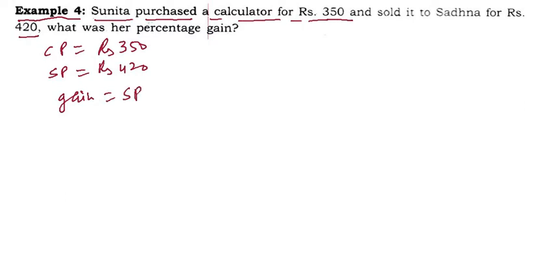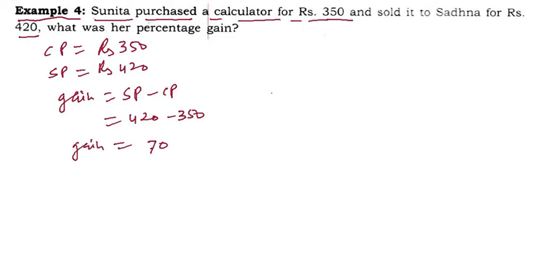Now gain is equal to SP minus CP. SP is 420 minus 350. So 0 minus 0 is 0, and 12 minus 5 is 7, and 3 minus 3 is 0. 70 rupees. So that is the gain.